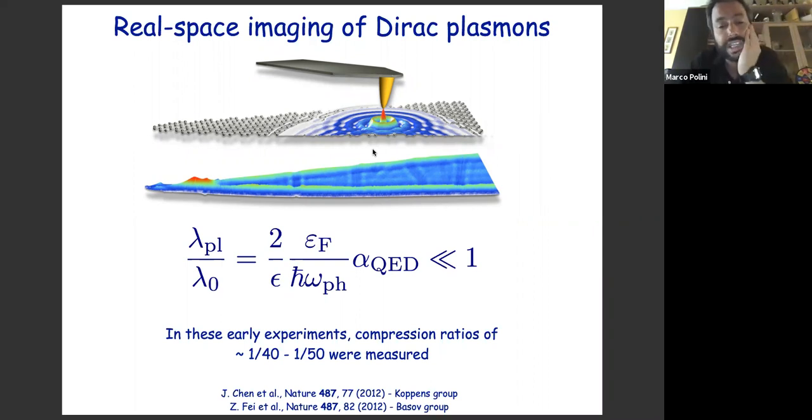And a lot of excitement in the field historically was due to the fact that the plasmon wavelength tends to be much smaller than the free space illumination wavelength. And that's something that people of the plasmonics community like a lot, because you can compress electromagnetic energy into small nanoscale devices. And so this property was particularly used. And so we are talking about compression factors, lambda PL in units of the free space illumination wavelength, of 1/40, 1/50 in these historical papers.